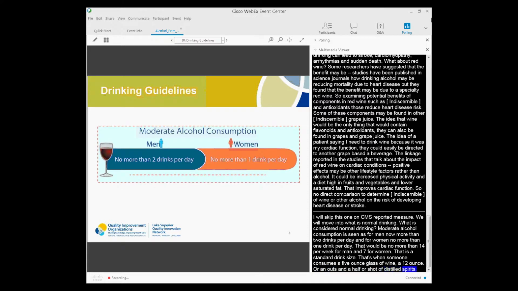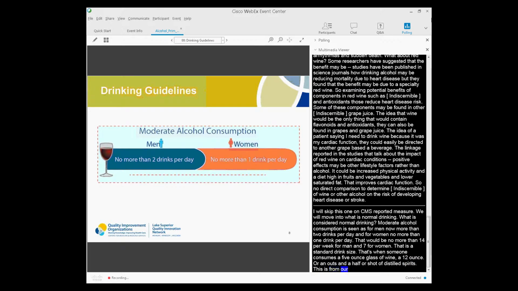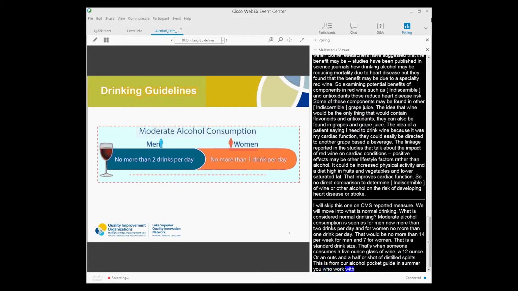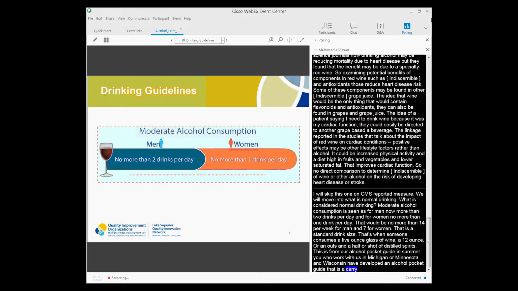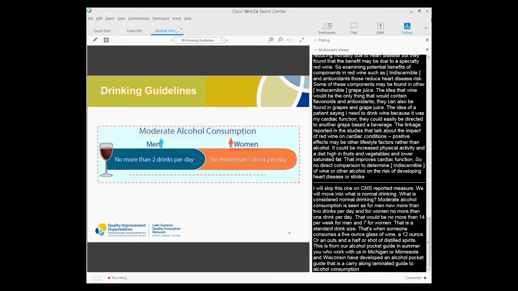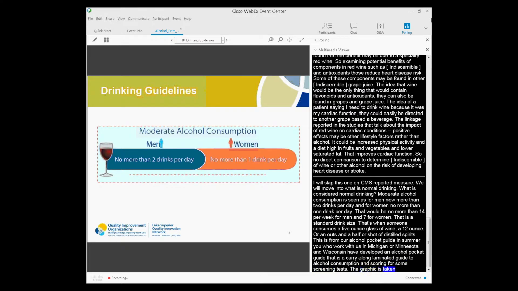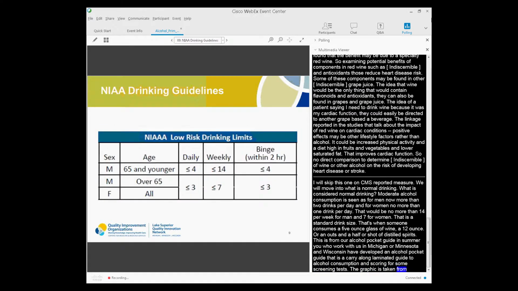So this is taken from our alcohol pocket guide. Some of you who work with us in Michigan and maybe in Minnesota and Wisconsin too, we've developed an alcohol pocket guide that is a carry-along laminated guide to alcohol consumption and scoring for some of the alcohol screening tests. So this graphic is taken from the pocket guide. So no more than 2 drinks a day for men, no more than 1 drink a day for women.